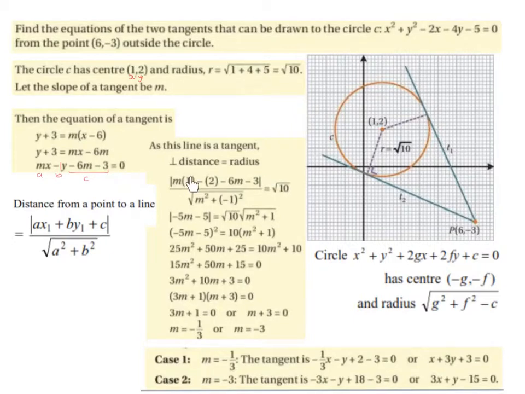m times 1 is 1m, and 1m minus 6m is minus 5m. Minus 2 minus 3 is minus 5. So we get minus 5m minus 5.